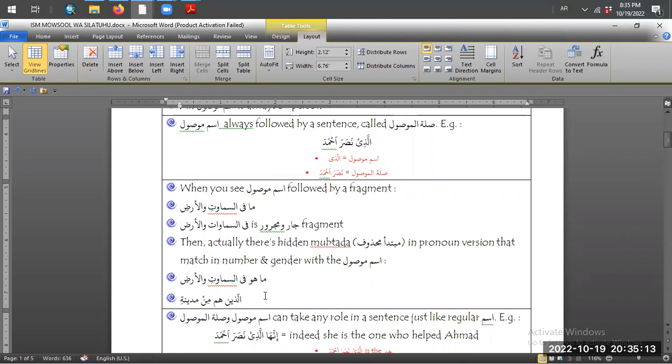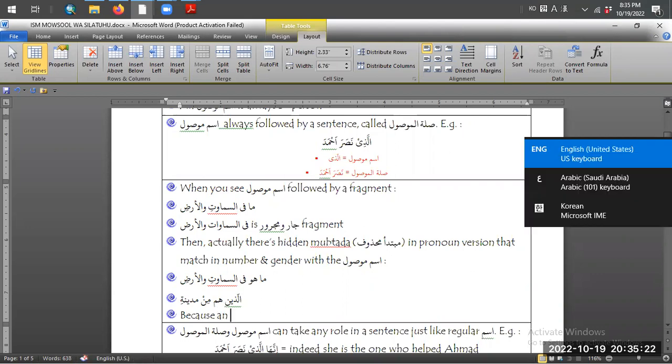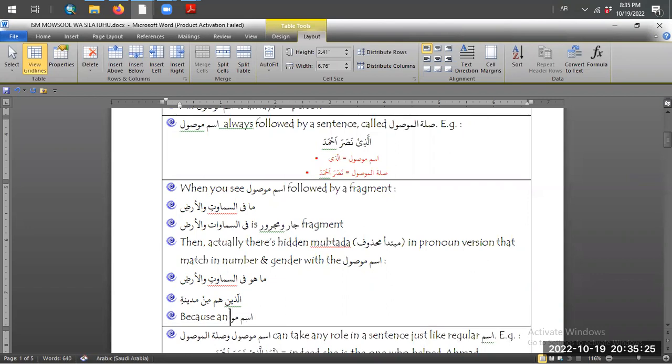Okay. I think that's enough because an ism mowsool is also always followed by a sentence. Okay. I think that's all.